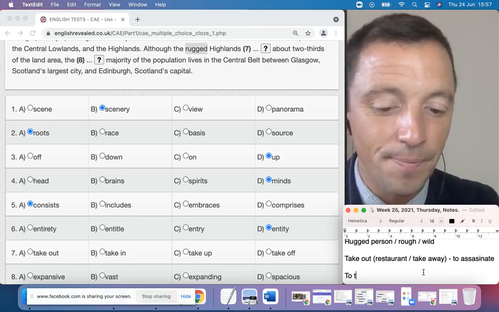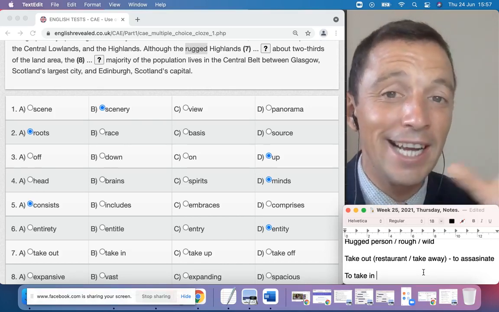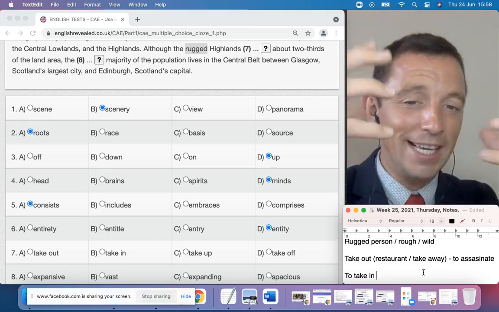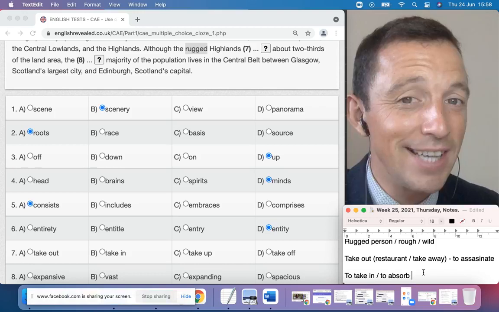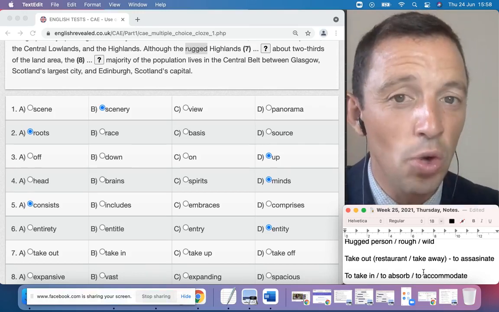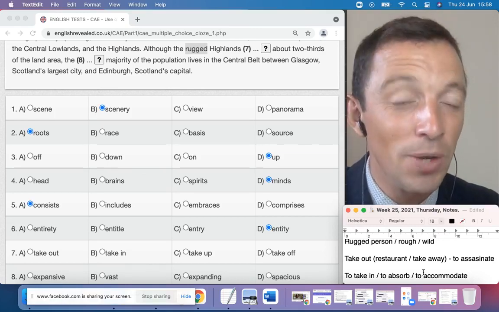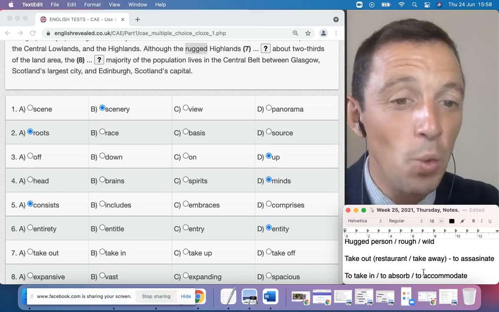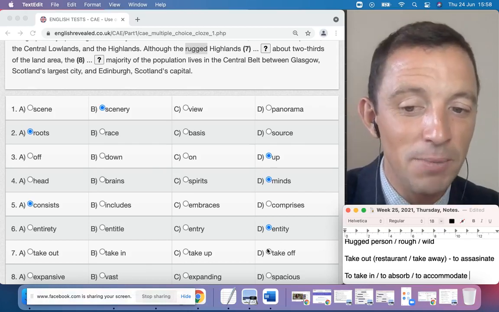Take in is like the sponge with 2 possibilities. So you are in the class today, this is the webinar, and you have a lot of information to take in. Okay, so it's like to absorb. So there's a lot of information to take in, to absorb. The second possibility is to accommodate. So the hotel will take you in, they will accommodate you. They are very busy, they are very full, but they have maybe 1 room and they will take you in, they will accommodate you. Okay, so that's possible as well.